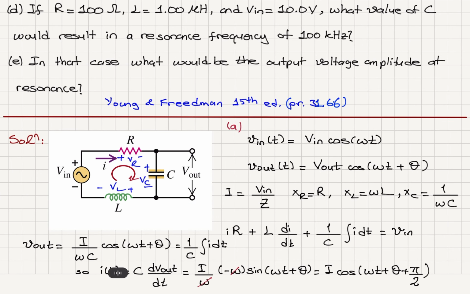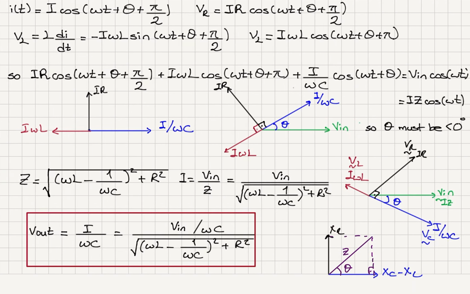Part D, if the resistance is 100 ohms, inductance is 1 microhenries, input voltage amplitude is 10 volts, what value of C would result in a resonance frequency of 100 kilohertz?